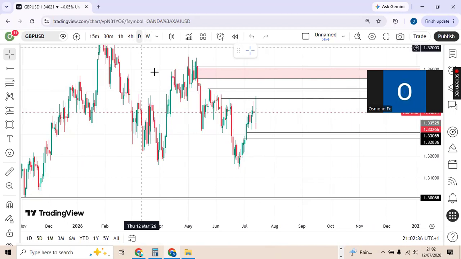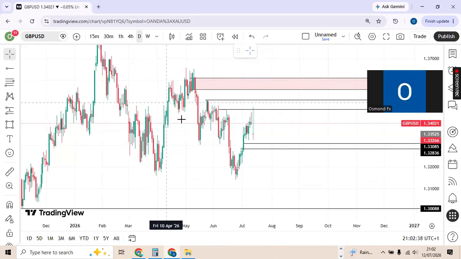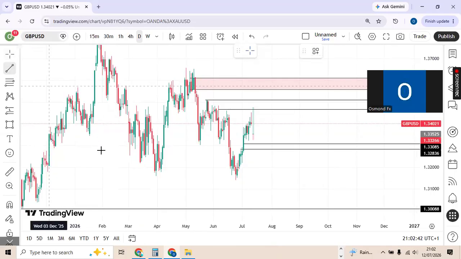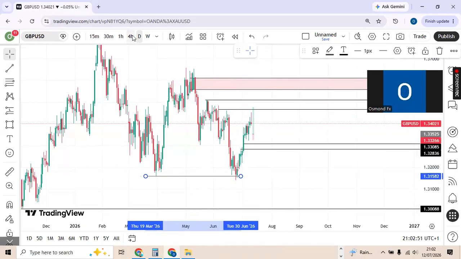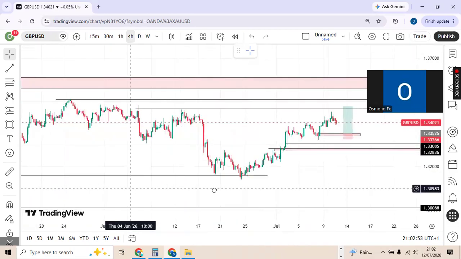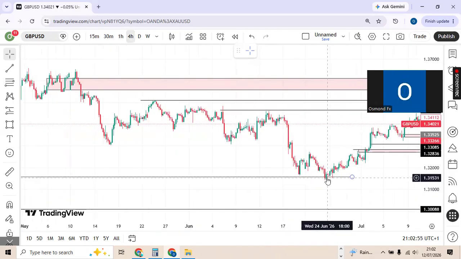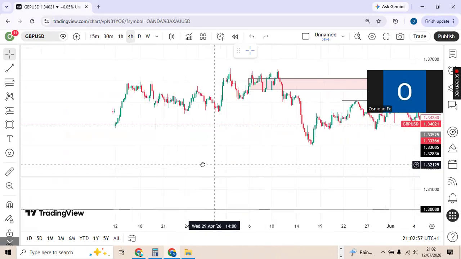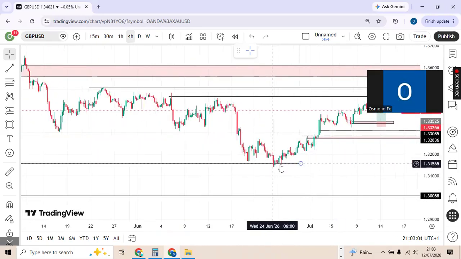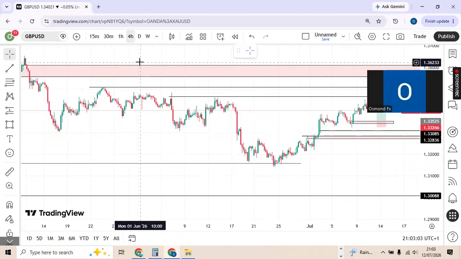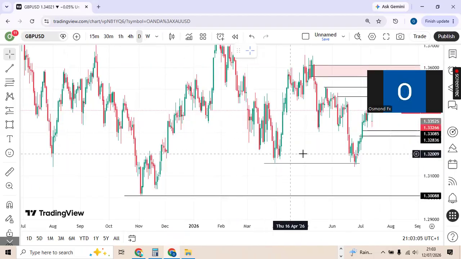So for my analysis this week, we can all see that the market has already taken out liquidity from this low here. If you go to the 4 hour time frame, we can see that this is a break of structure here. You can see that the 4 hour candle settled below here. So that's a break of structure, suggesting that the market is still in a downtrend.